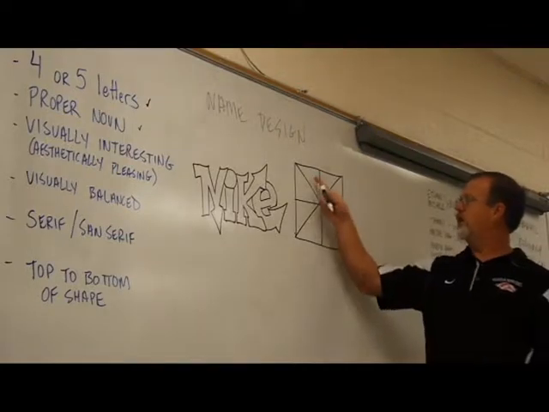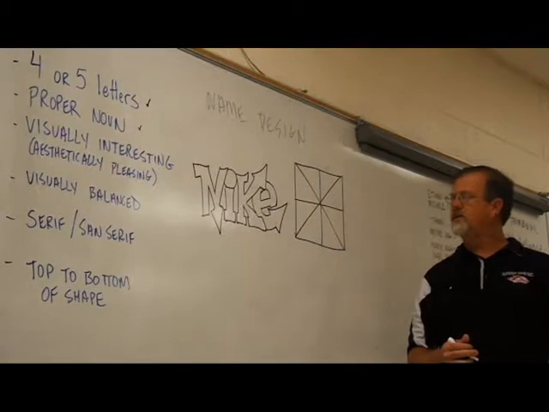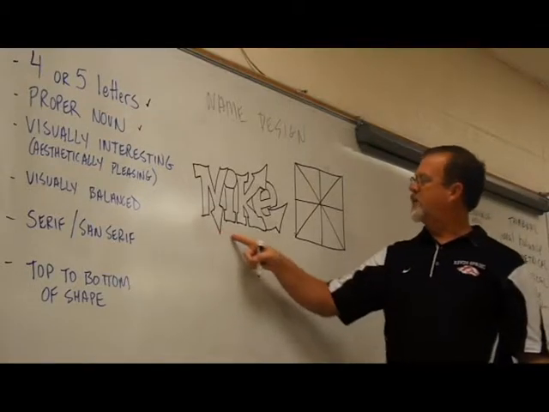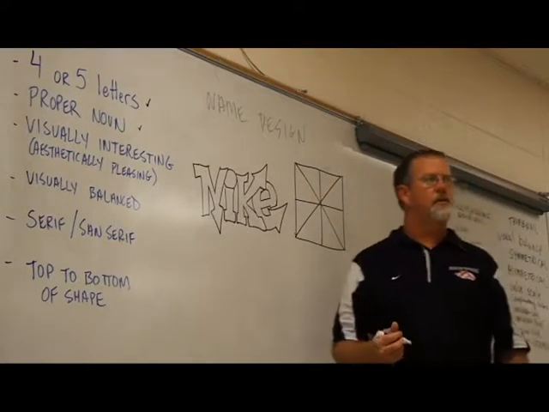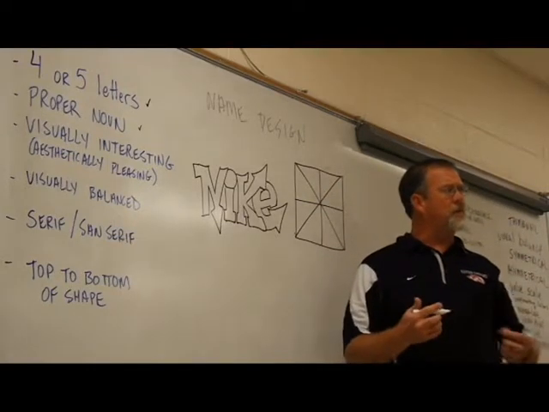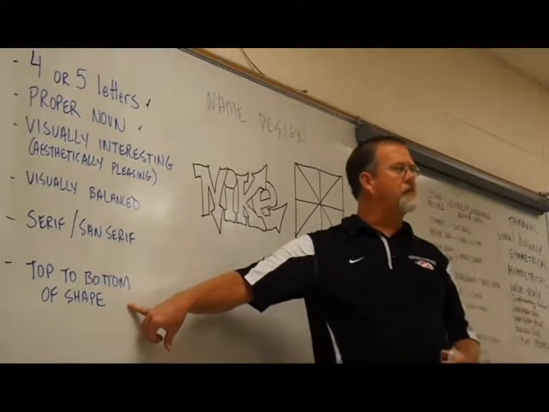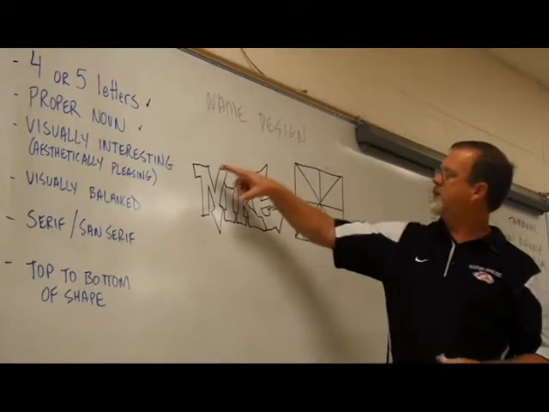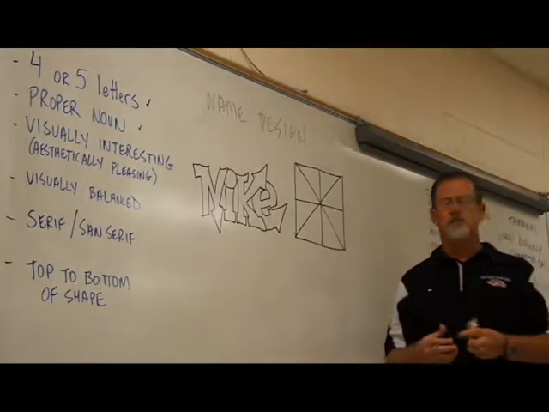So these triangles would be the shapes that your 4 or 5 letters have to fit into. So the trick now becomes, how do I put this into this? And even more so, there's some rules that apply to that. The first one is, it's got to go top to bottom. Well, this is more of a rectangular shape. This is a triangle. They don't match, so we've got to do some adjusting.